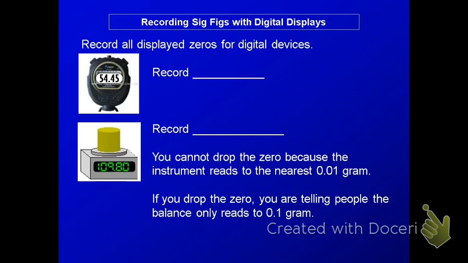A lot of the equipment we use has digital displays. In the case of digital displays, you want to record all the displayed zeros. So for the stopwatch, we should record 54.45. For the balance, we would record 109.80.